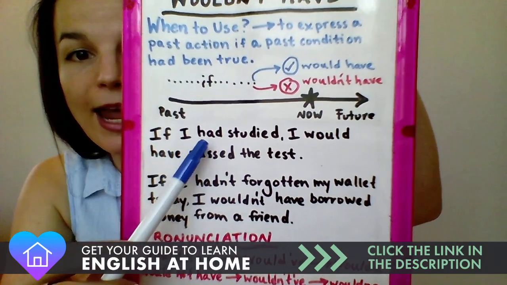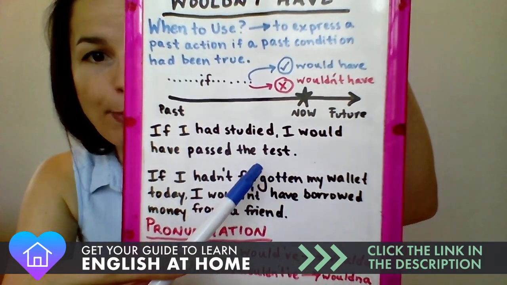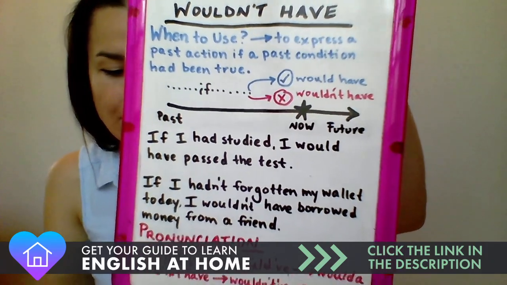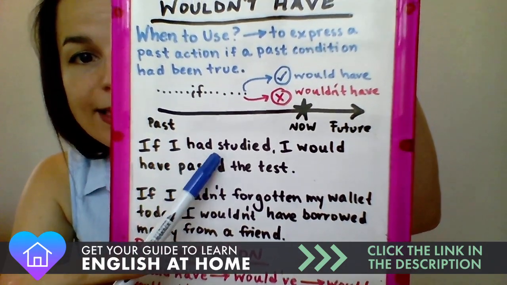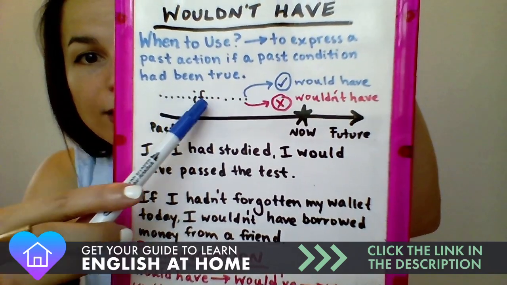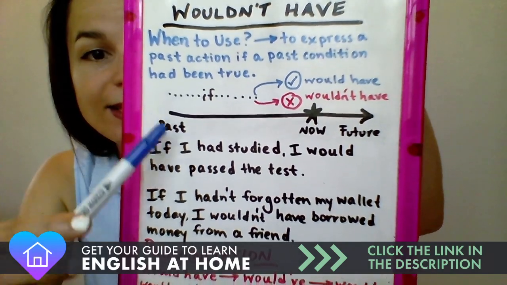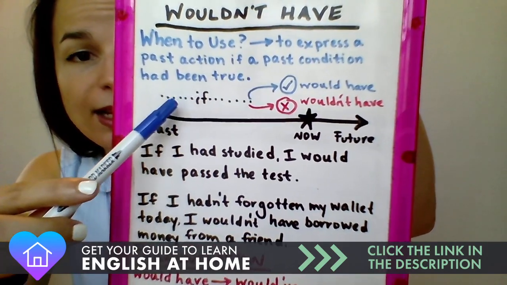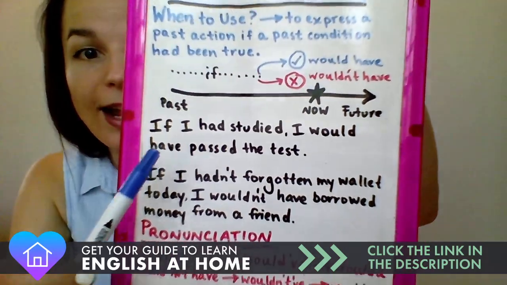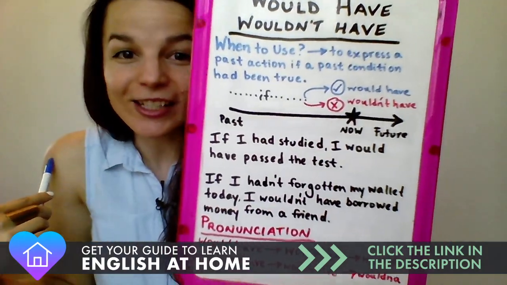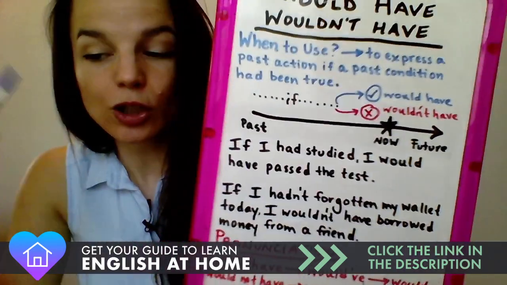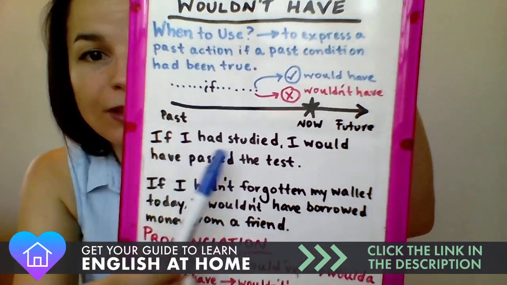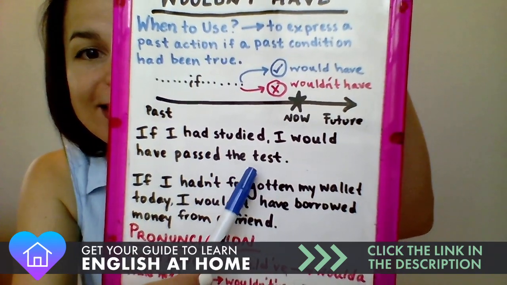Okay, so if I had studied, I would have passed the test. So what does this sentence mean? What is happening here? This, if I had studied, this part is the if section I talked about. So that means this condition, if I had studied, is showing a past condition, that means this was not true. This did not happen. So in other words, I did not study. I didn't study. But I want to imagine if I had. If that had been true, I would have passed the test.